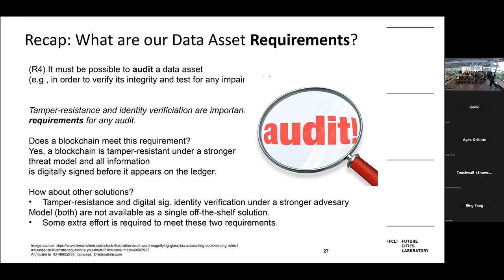And how about other solutions? Yes, you could do this, but under a strong adversary model, such a solution is not easily available as a single off-the-shelf solution. So there might be a bit of effort required to meet these requirements simultaneously, especially under a stronger adversary model.